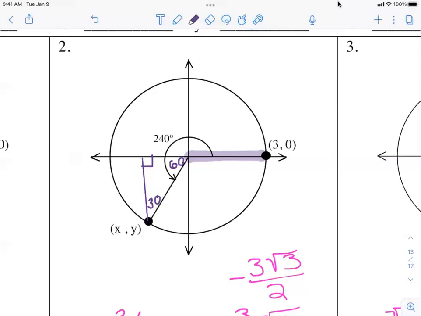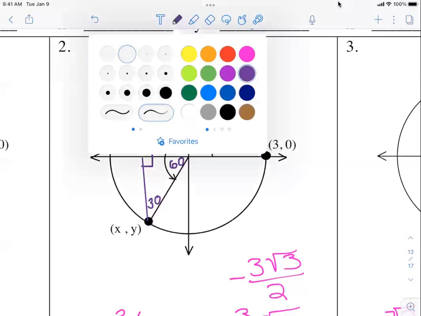I'm sorry, the radius is 3. It's from the center to the end of the circle. So that is a length of 3, which means this part right here is also a length of 3, from the center to the end of the circle. So let's go ahead and label that.